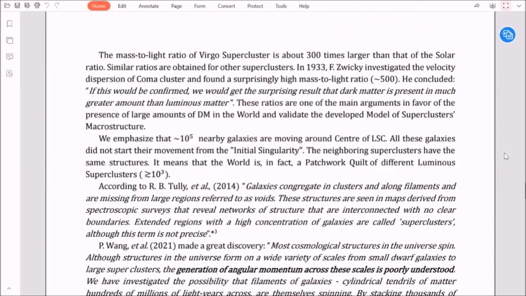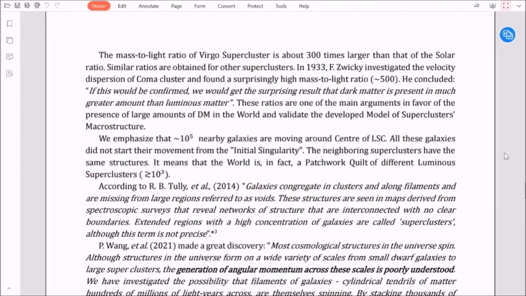In 1933, Zwicky investigated the velocity dispersion of the Coma cluster and found a surprisingly high mass-to-light ratio, about 500. He concluded, if this would be confirmed, we would get the surprising result that dark matter is present in much greater amount than luminous matter. These ratios are one of the main arguments in favor of the presence of large amounts of dark matter in the world and validate the developed model of superclusters' macrostructure.